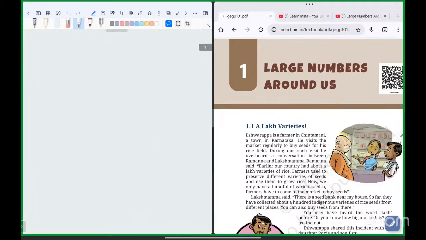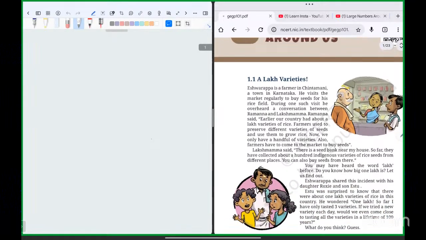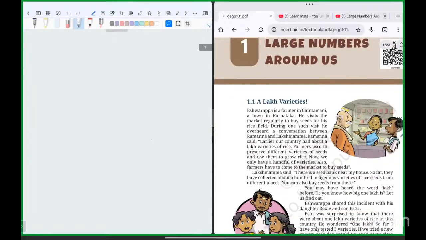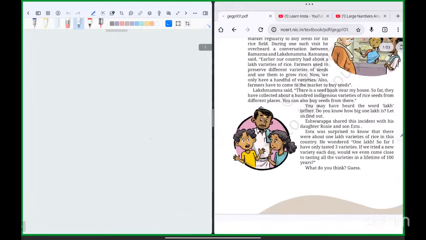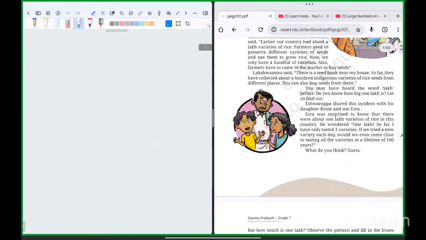Good evening, everyone. So we are going to discuss CBSE Maths 7th class, and the first chapter is Large Numbers Around Us. So it basically includes the large numbers, and to go to the large numbers, firstly we must introduce it one by one. Firstly, we'll see from the beginning level, from the smallest digits.